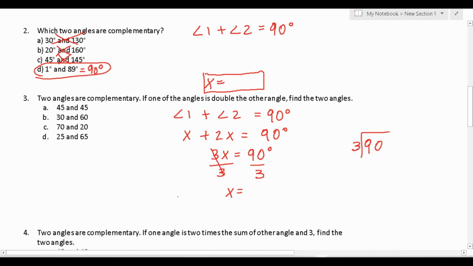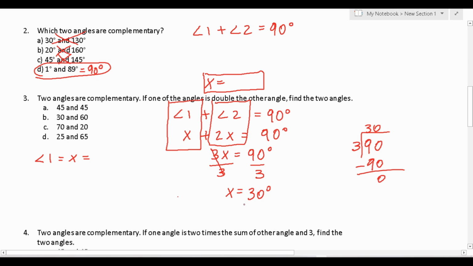We should see that 3 goes into 90 30 times. 30 times 3 is 90, so there's no remainder there. So x in this case equals 30 degrees. Again, look how we paired this up. We have x corresponding to the measure of one angle and 2x corresponding to the measure of the second angle. So that looks like this. Angle 1 equals x, which equals, as we just found out, 30 degrees. So we know the measure of one angle is 30 degrees.